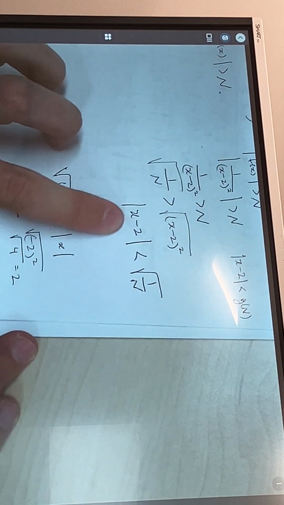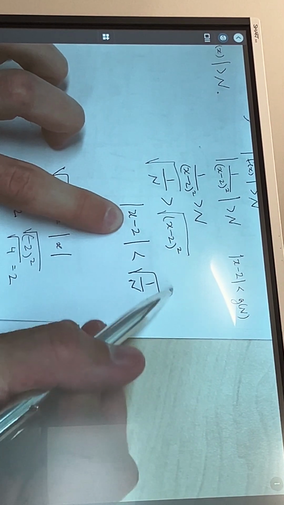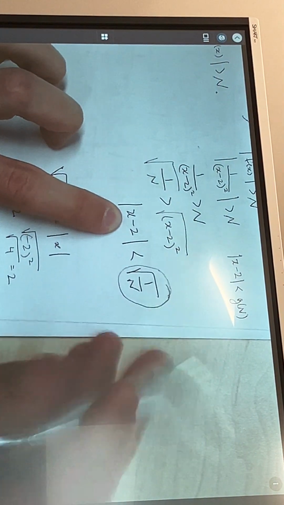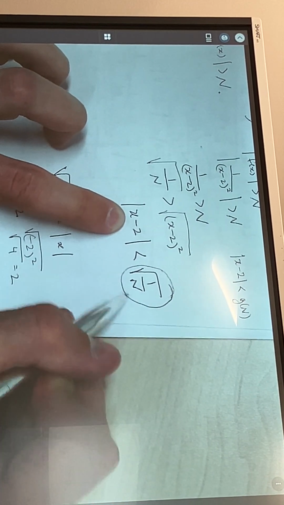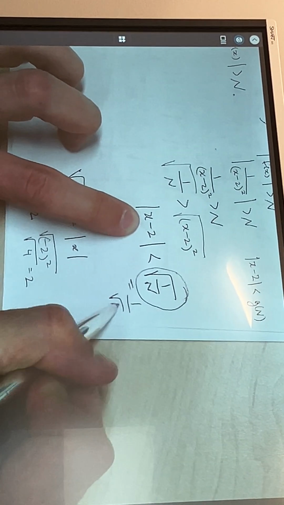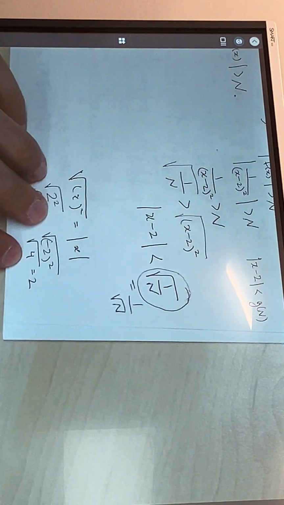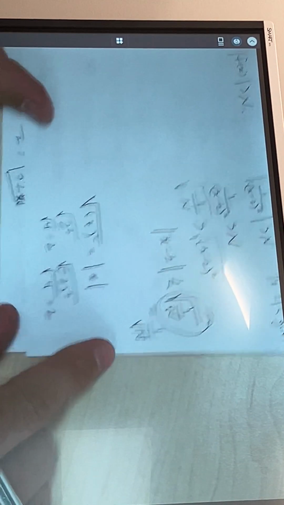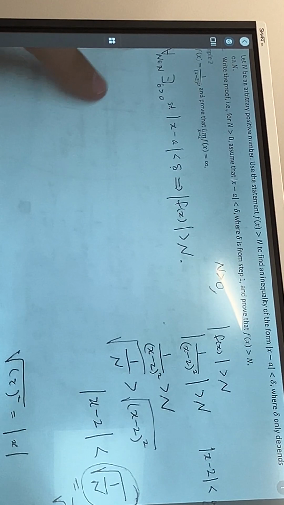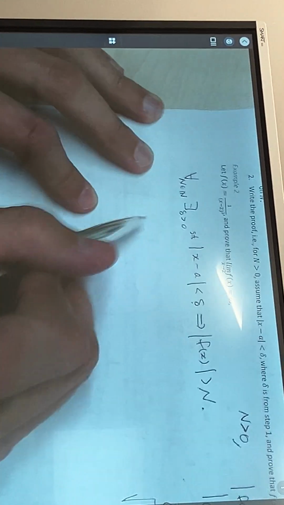So as long as x is this close to 2, which as n gets bigger, this value gets much smaller. We can even just call this one 1 over square root of n. It looks maybe a little better. They're the same. So we choose this to be our delta, and then we can carry on with the proof. Here goes the proof.